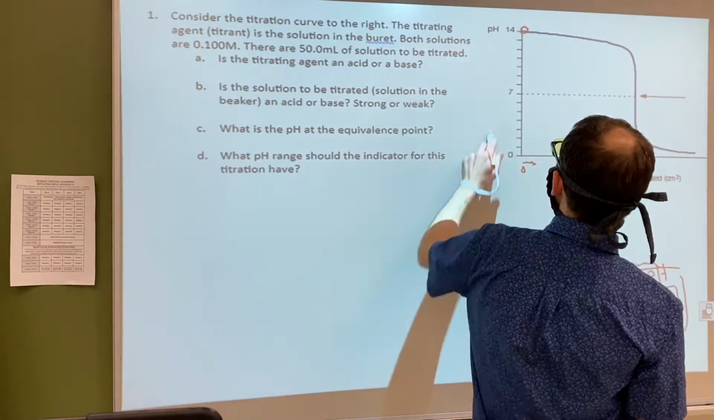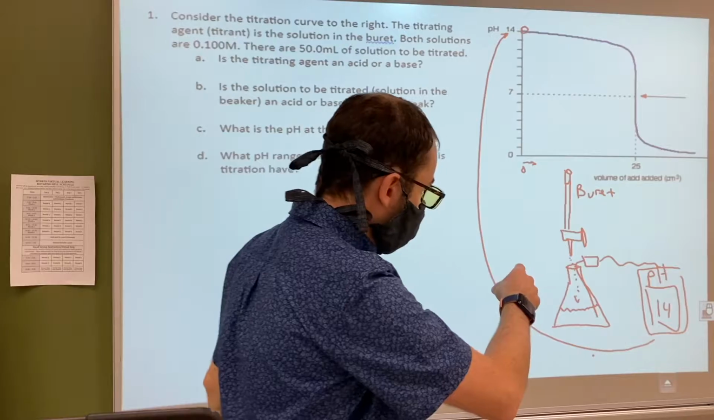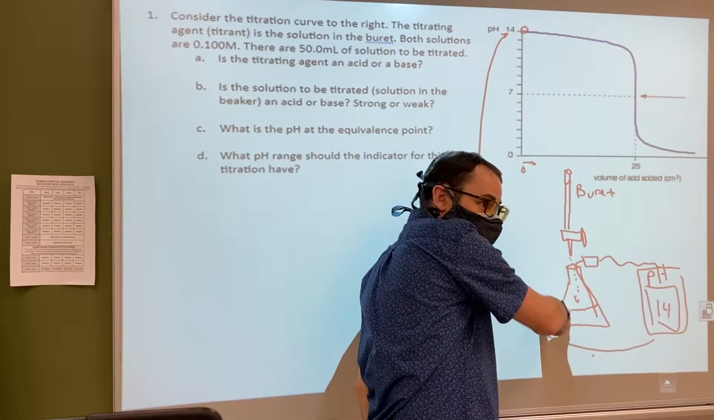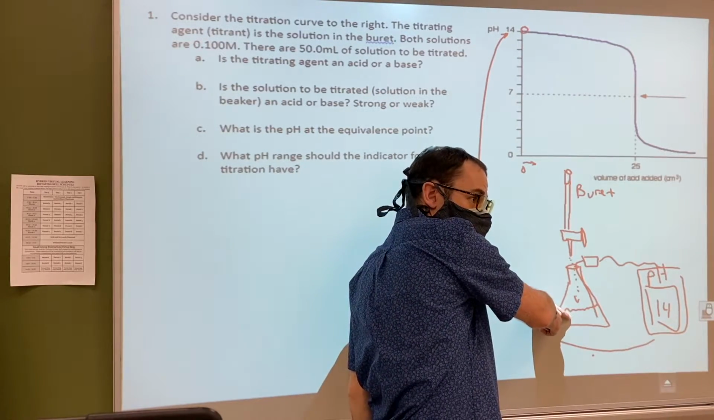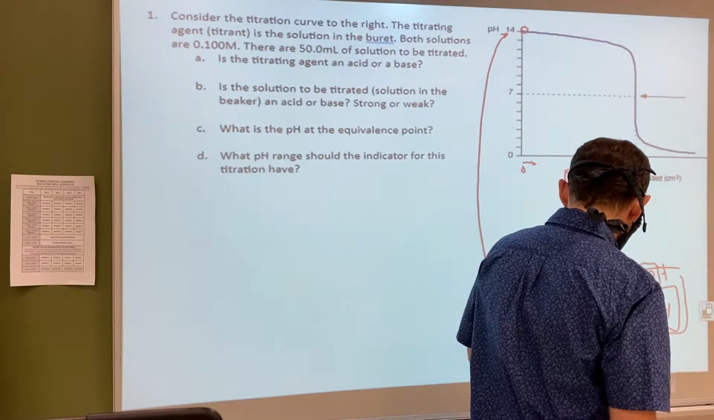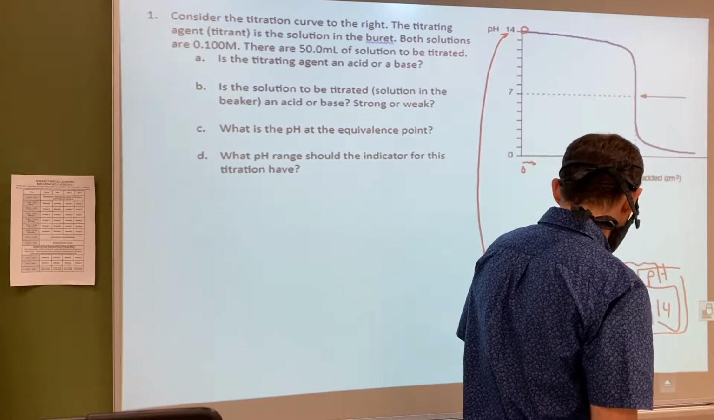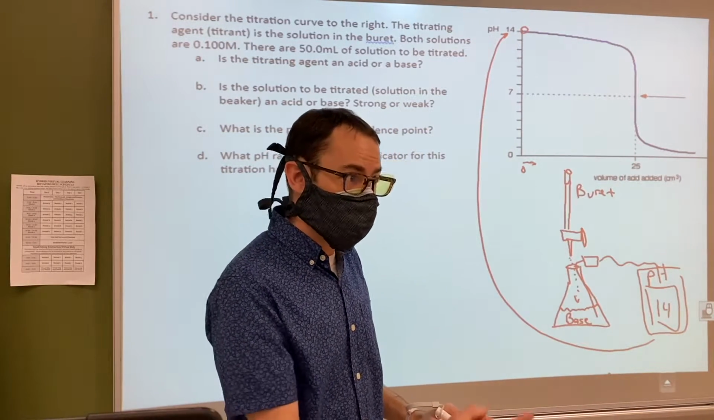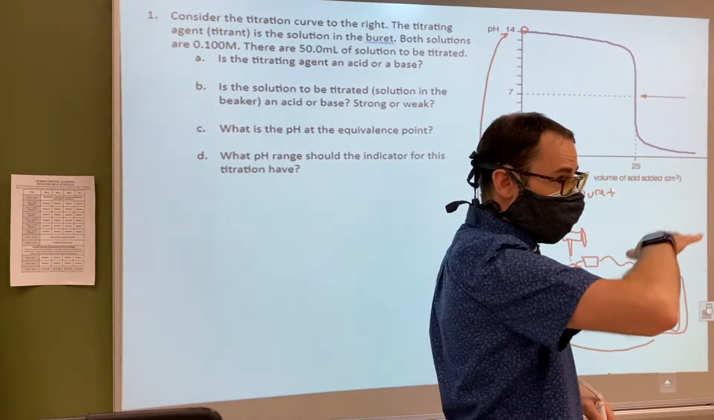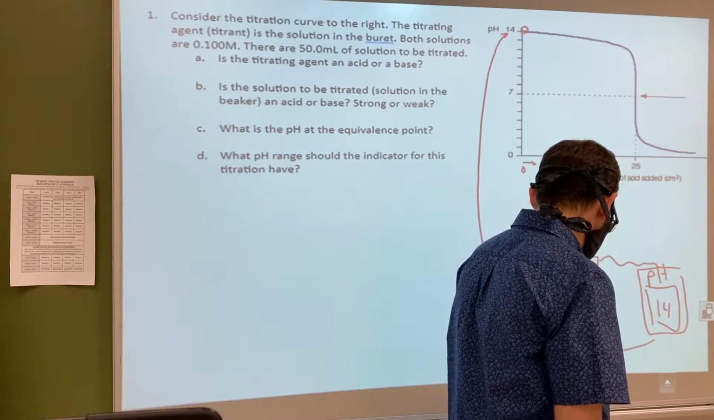right? Because of that, what is this? Is this an acid or a base? It's a base. Is it a strong base or a weak base? Strong, right? Because the pH can't get any stronger than 14, right? So this would be a strong base.